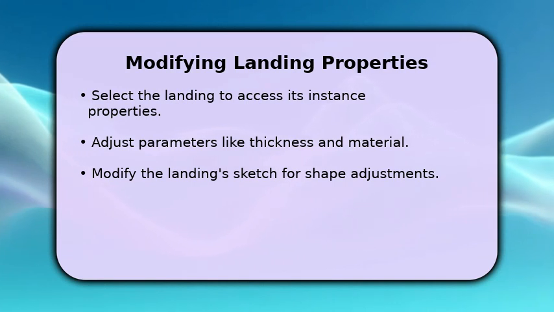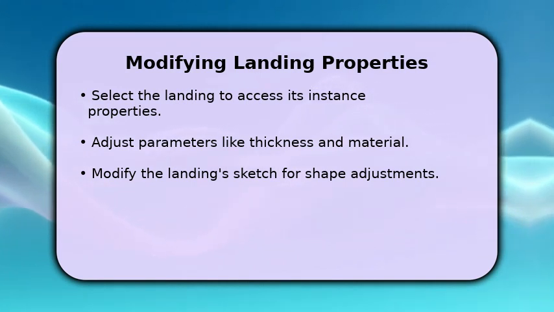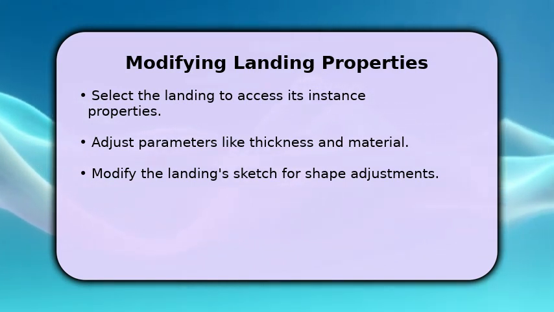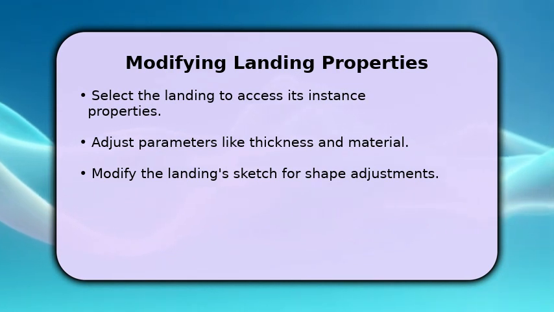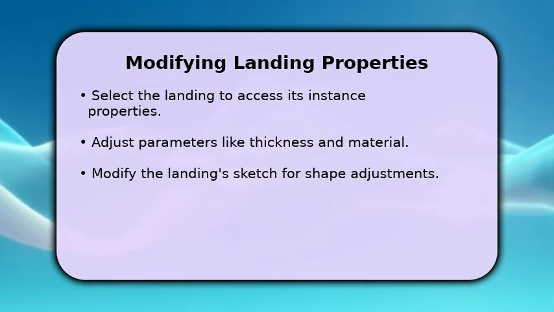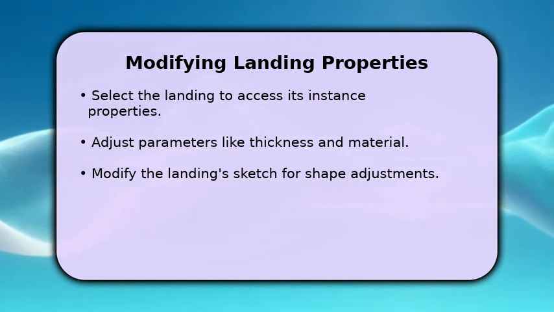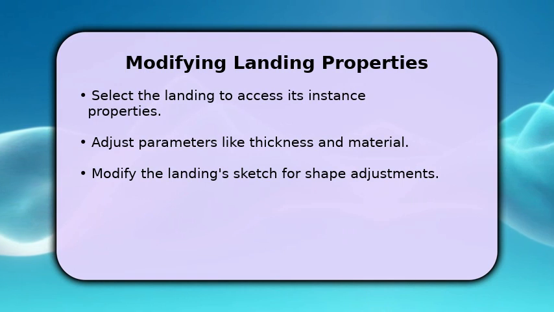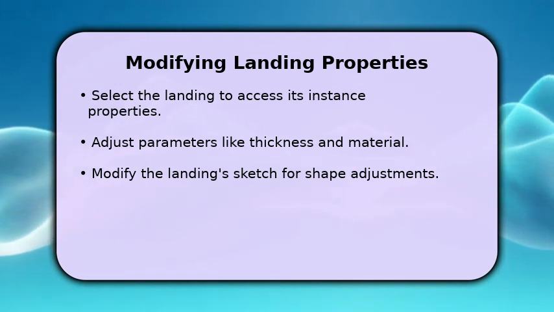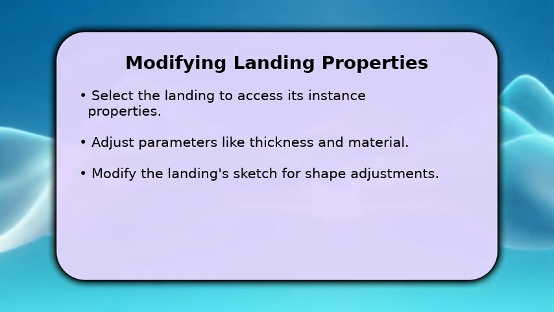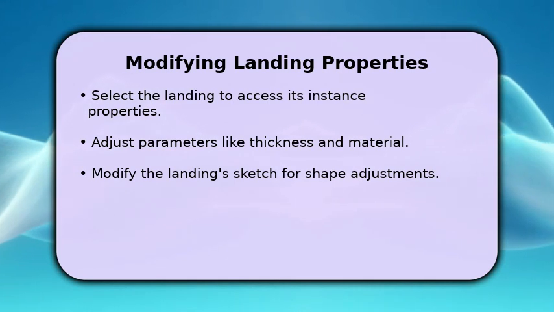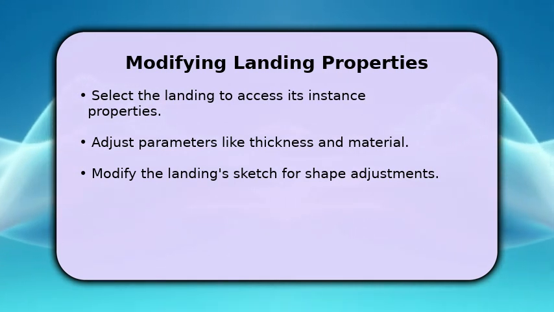Once your landing is created, you can easily modify its properties. Select the landing to open its Instance Properties palette. Here, you can adjust crucial parameters such as its thickness, material, and even its elevation. For shape modifications, enter Edit Sketch mode to redraw its boundary. These adjustments allow you to fine-tune the landing to perfectly match your project's aesthetic and structural requirements, ensuring a polished final design.